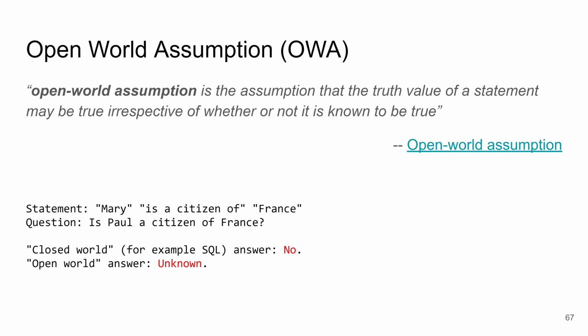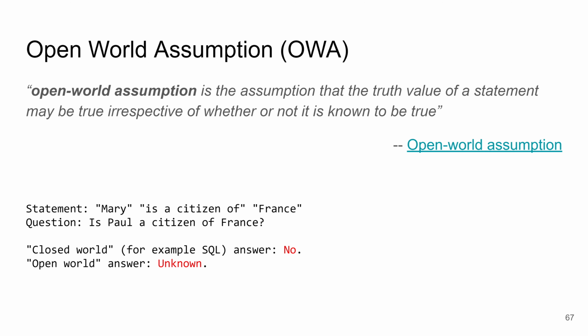However, on the web and in RDF and linked data, we interpret data differently, and that is called the open world assumption. For the same statement and the same question, the answer in open world is unknown, because we do not explicitly have the data that Paul is not a citizen of France. We do not know whether Paul is a citizen of France or not.